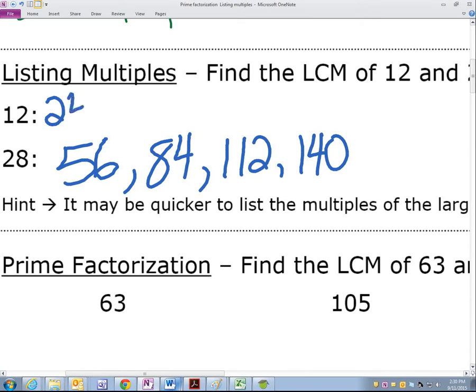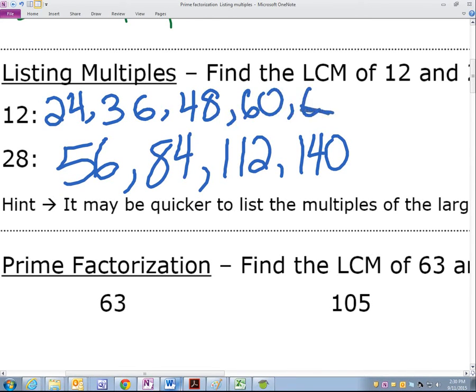So this is just a multiple once again. As it says right here, multiples. 24, 36, 48, 60, 72, 84.